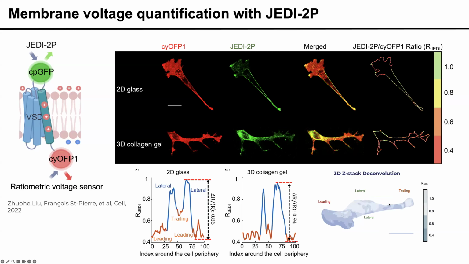And then you can do a 3D Z-stack. This is actually coming from a deconvolution of a 3D Z-stack using Richardson-Lucy deconvolution. And it also shows exactly this result, which is the leading edge, the protrusive region of the cell, is depolarized. The lateral region of the cell is hyperpolarized, and the trailing edge is a little bit also depolarized.